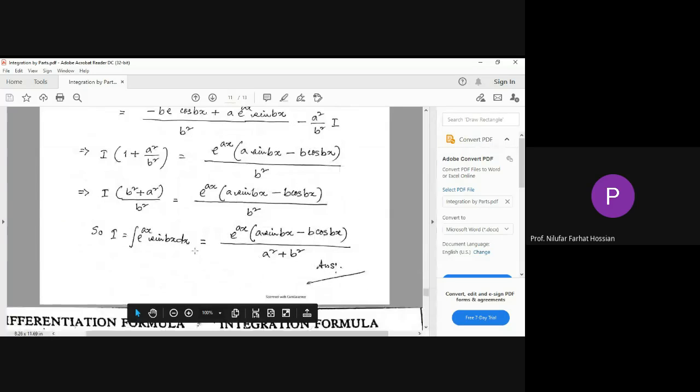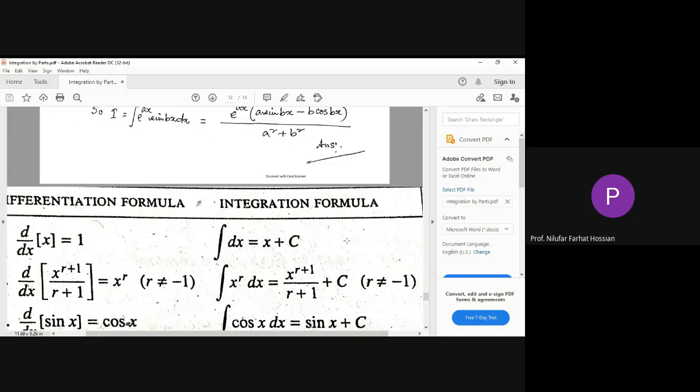This is the result. It will be e to the power ax, same type of result, but a little change here. e to the power ax by a square plus b square is common, but here it is a sine bx minus b cos bx. But when it was cos bx, it was a cos bx plus b sine bx. That is the difference.